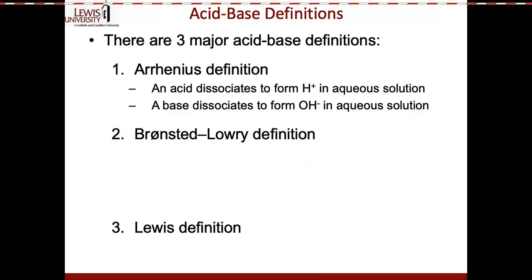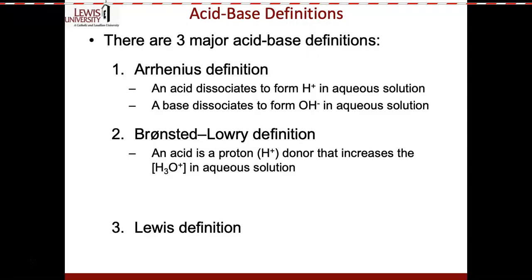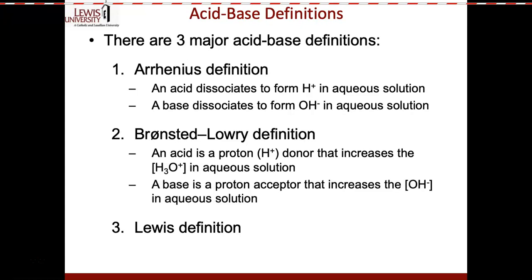So we had to develop better definitions, and one definition we developed that was better was the Bronsted-Lowry definition. The Bronsted-Lowry definition said an acid is a proton donor. And as a proton donor, it increases the concentration of H3O+ in aqueous solution. A base is a proton acceptor that increases the concentration of OH- in solution. The Bronsted-Lowry definition was much better, and essentially it's giving us a more realistic look at what's happening in solution.